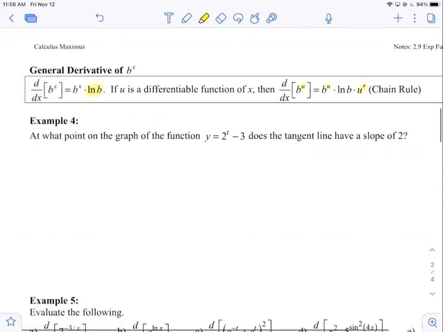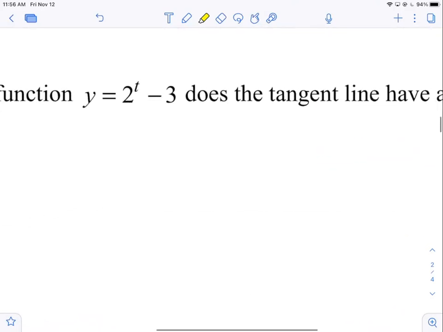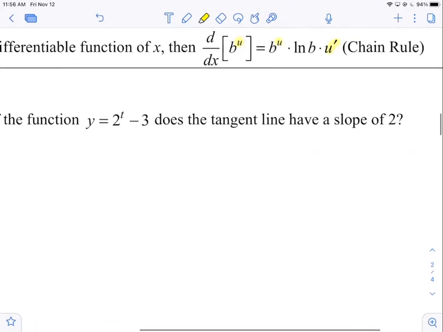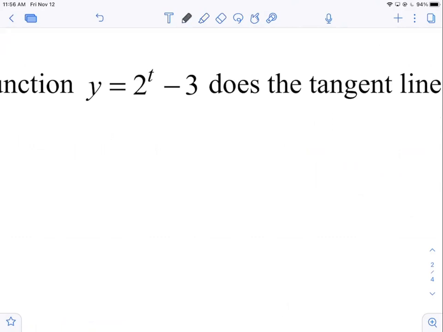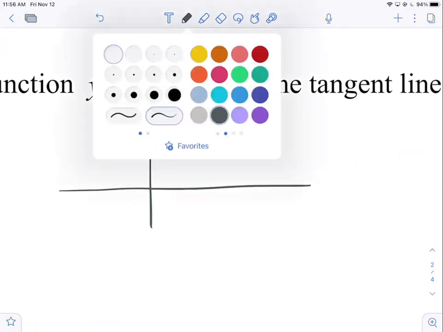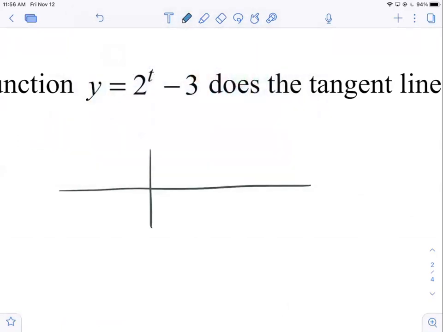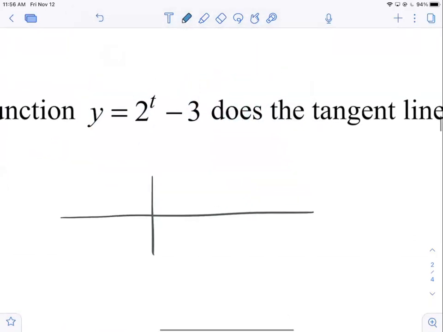All right, let's try it out then in some applications. At what point on the graph of y equals 2 to the t power minus 3 does the tangent line have a slope of 2? All right, so you don't have to do what I'm about to do, but I'm going to do it just for the sake of visualizing what it is we're asked to do. 2 to the t is your exponential growth parent function, right? It looks just like e to the t or e to the x.